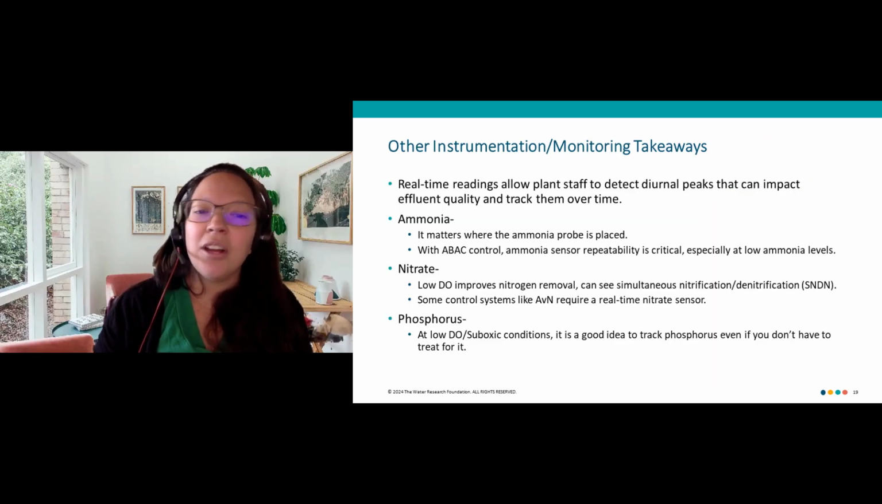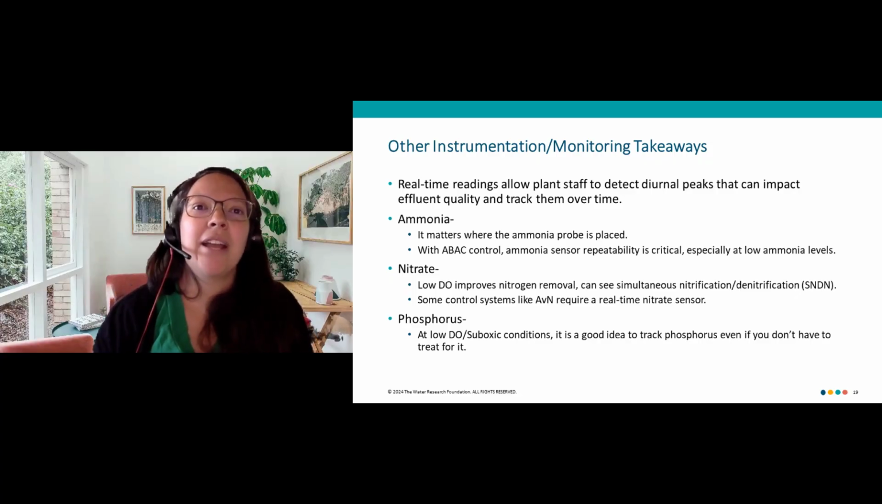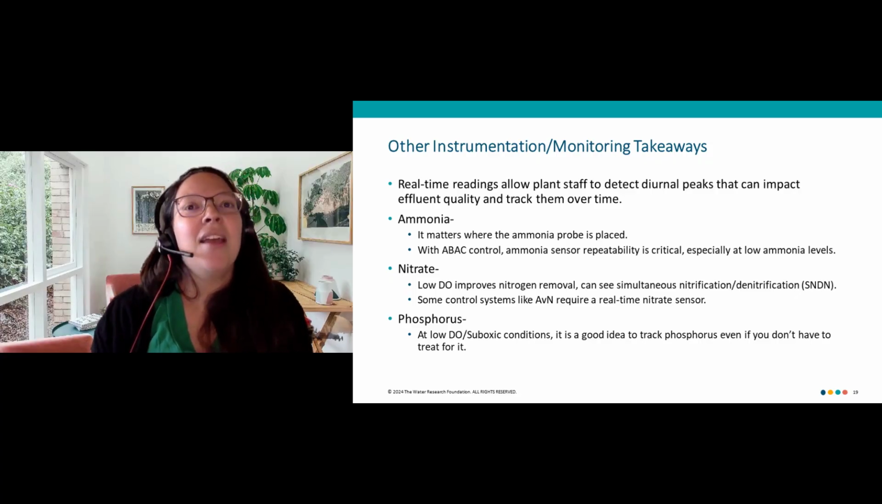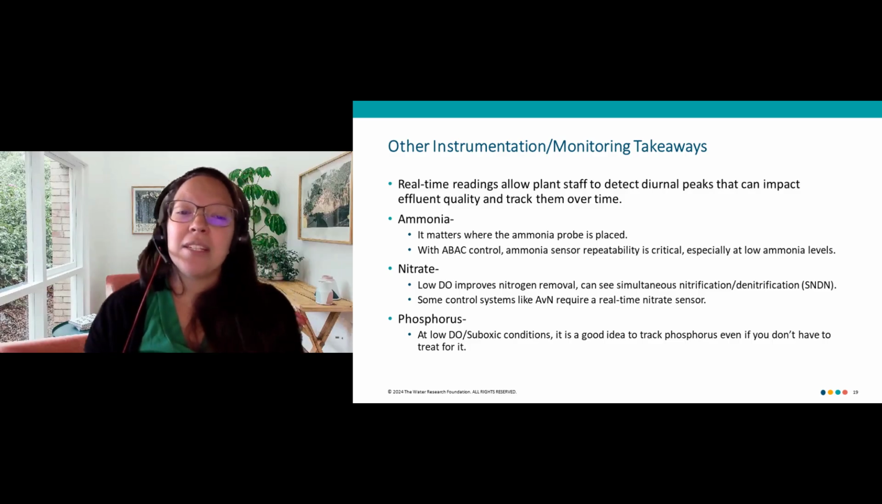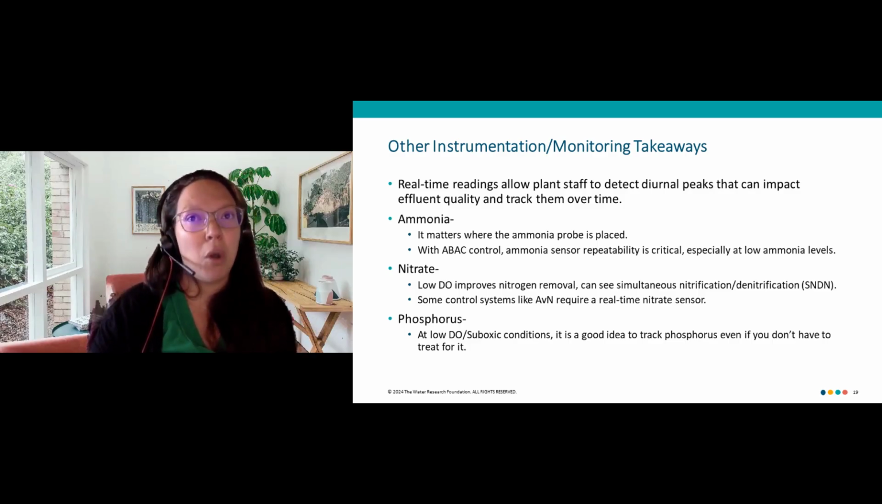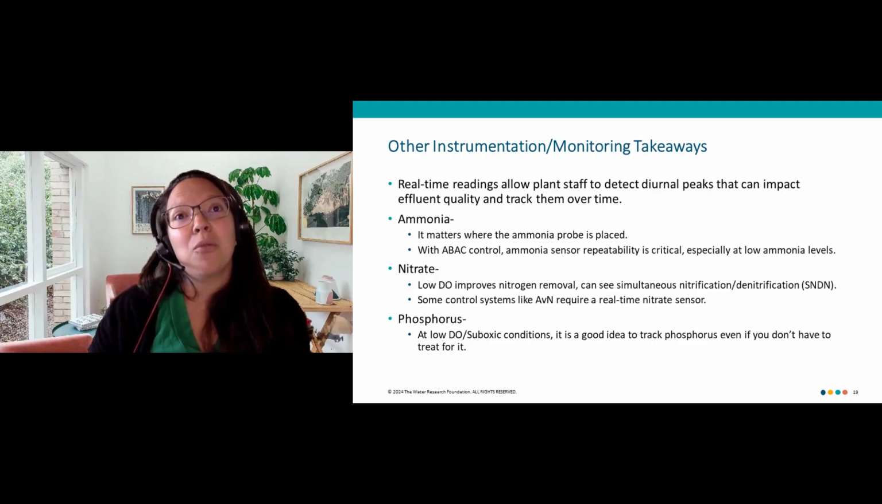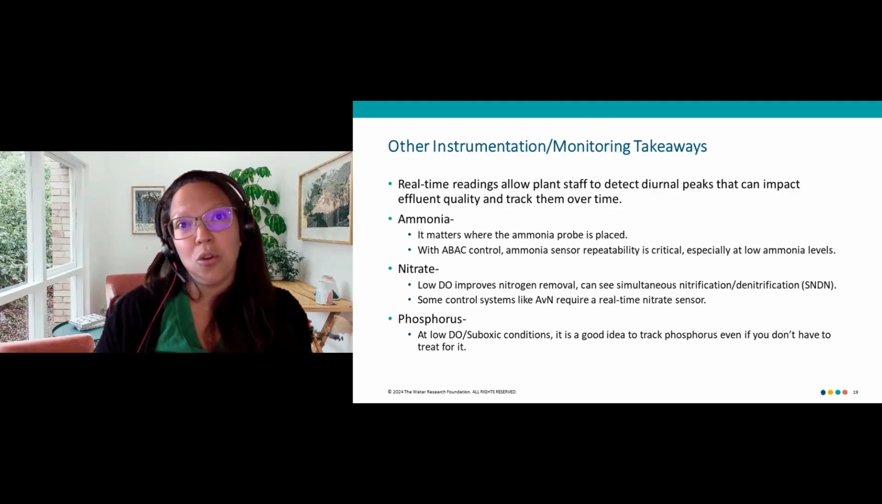All right, so some other instrumentation and monitoring takeaways. Instrumentation providing real-time readings can be a huge help. They allow plant staff to see diurnal peaks that can impact your effluent quality. For example, at Pomona, they were able to detect and track diurnal changes to ammonia throughout the day and week and react accordingly, adjust their controls to help them drop their effluent ammonia as they needed.